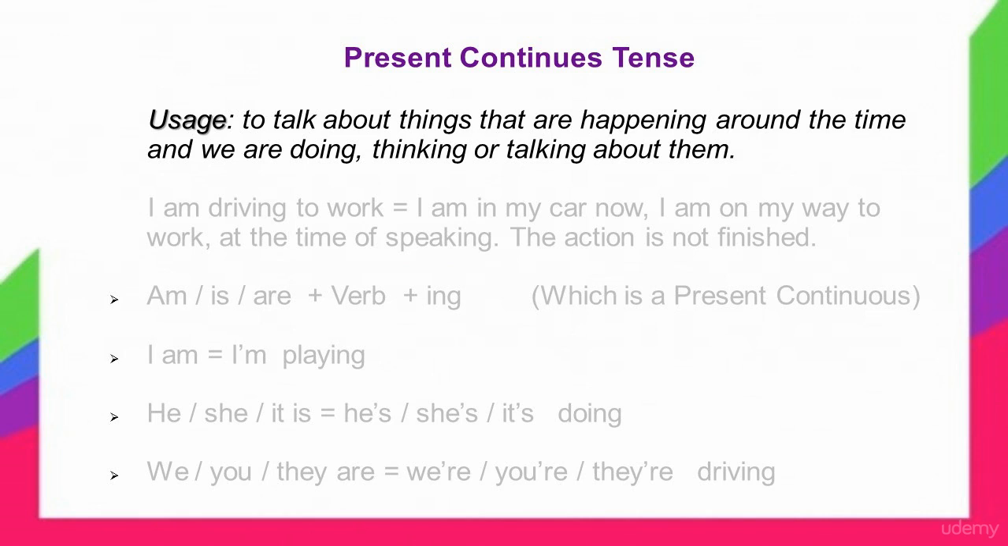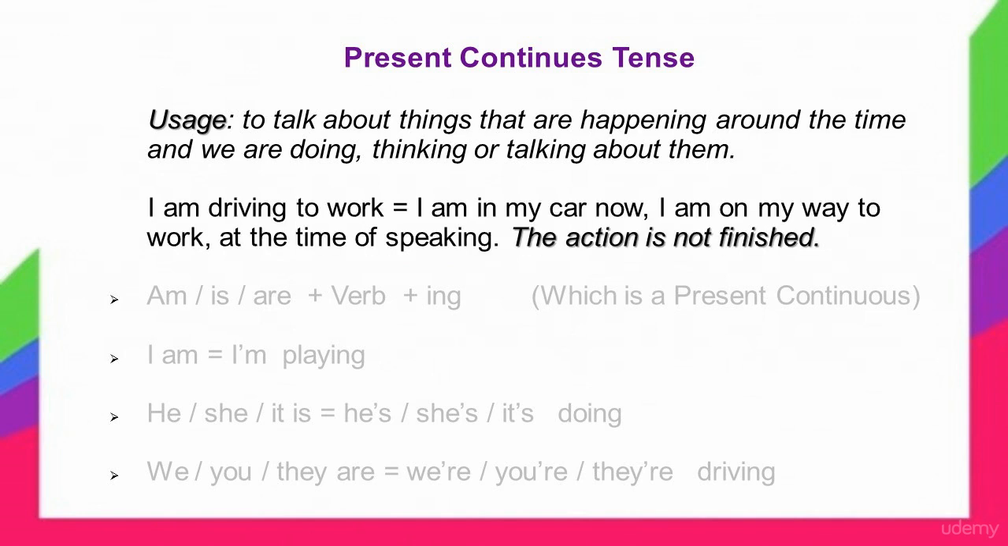Okay, so now let's look at the present continuous tense. We use the present continuous tense to talk about things that are happening around the time we are doing them, thinking or talking about them. I'm driving to work. I'm in my car now. I'm on my way to work at the time of speaking. The action is not finished.